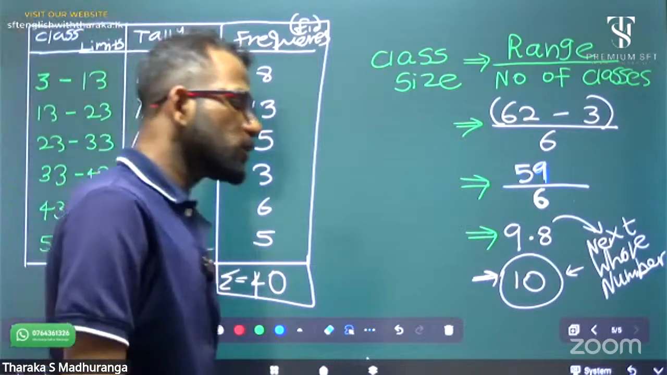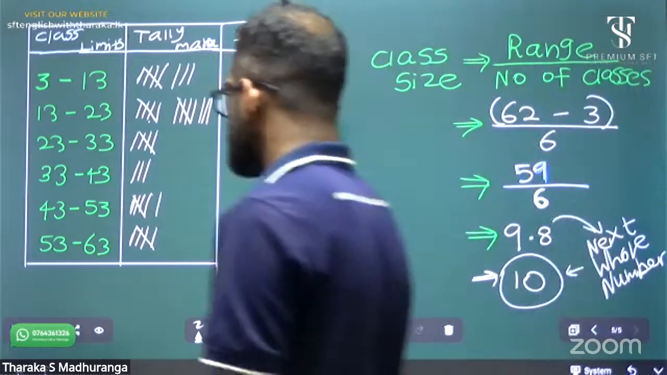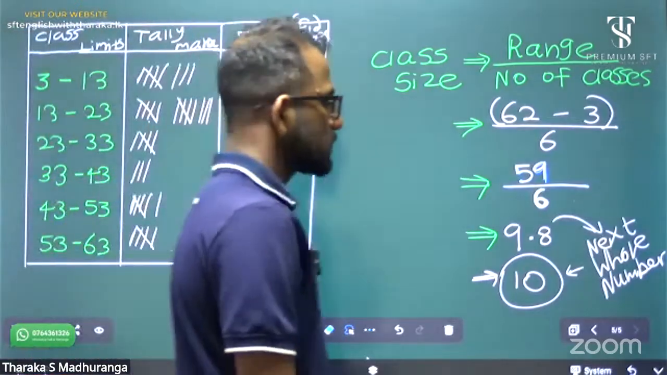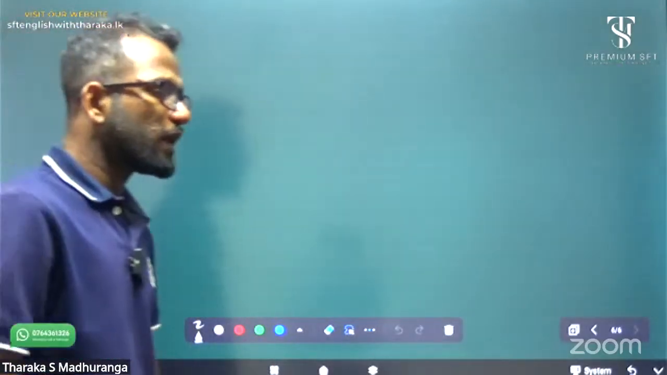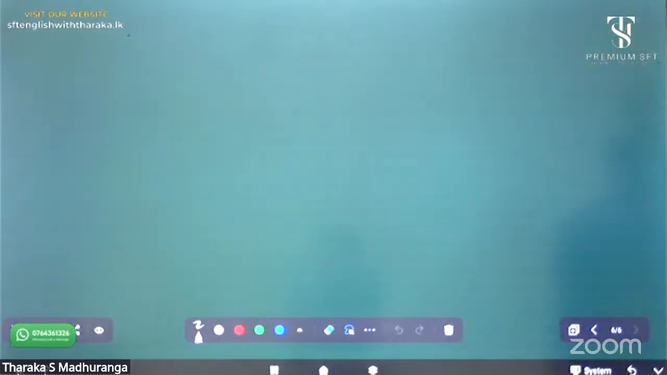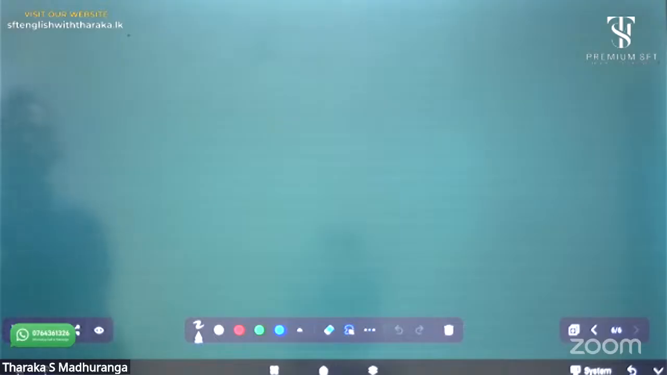Hurry. Then let's move into the final question for today. Develop the same raw data set as a discrete group frequency distribution with 5 groups. Discrete group frequency distribution with 5 groups.